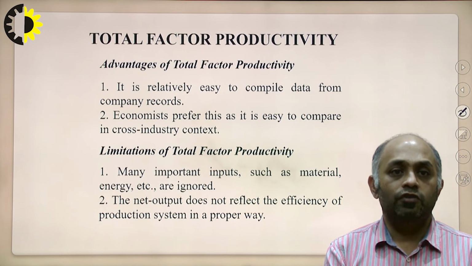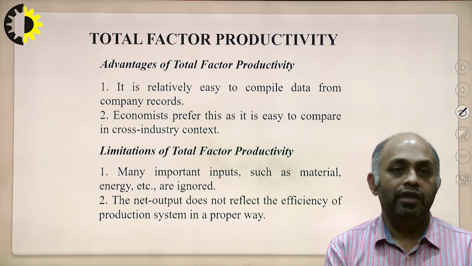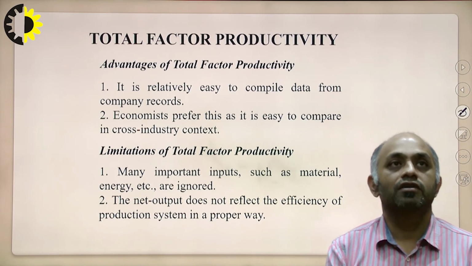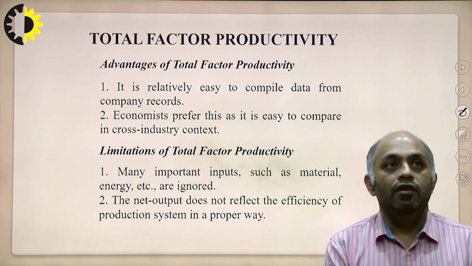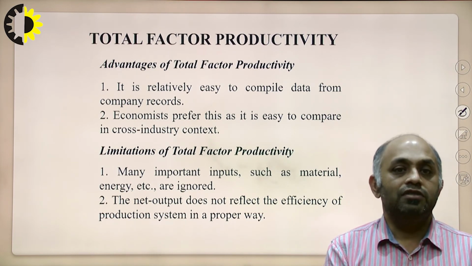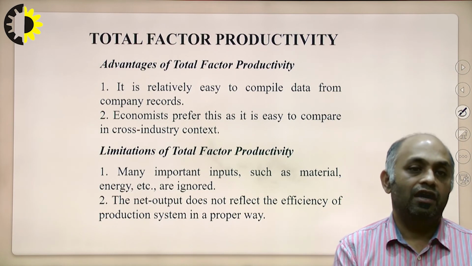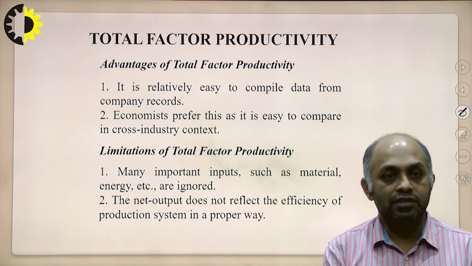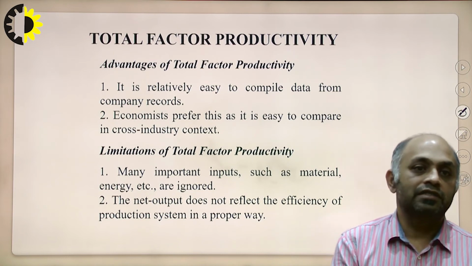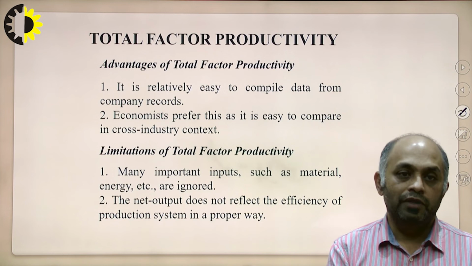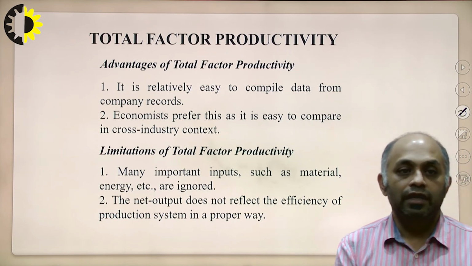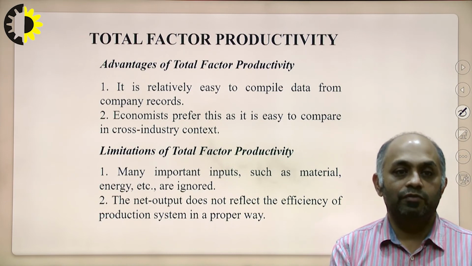Limitations of total factor productivity: many important inputs such as material, energy, etc. are ignored, because here we are just using one, capital, and the other, labor. So other inputs like material and energy are basically not considered. That way, somewhere it will not give you a clear picture or the total picture of the productivity that this company is having. The net output does not reflect the efficiency of the production system in a proper way.